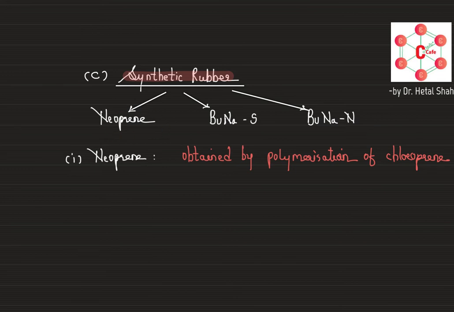Neoprene basically is obtained by polymerization of chloroprene, and you have to know what chloroprene exactly is. So we can have CH2, it is a kind of butadiene only, but on the second carbon you have a chlorine. So this is like n molecules, and this is called chloroprene. And this chloroprene is then polymerized. So here we write polymerization.